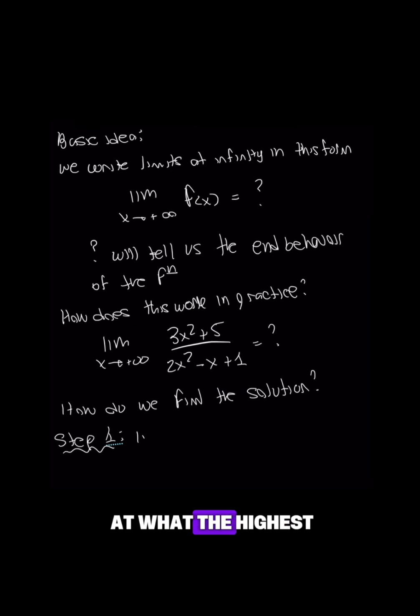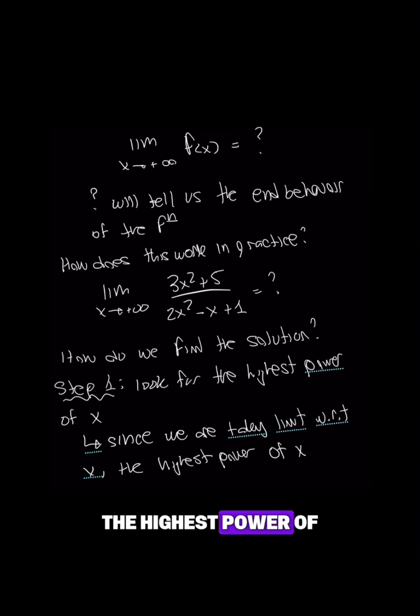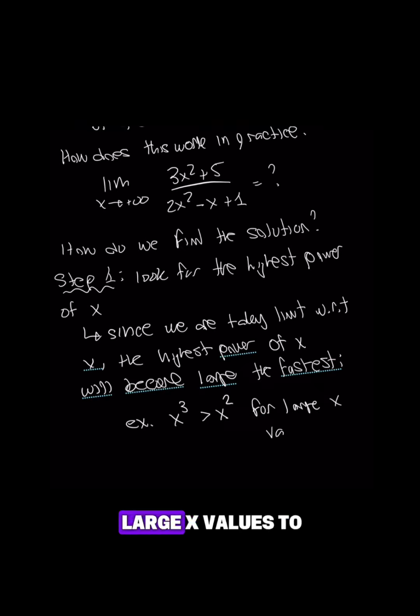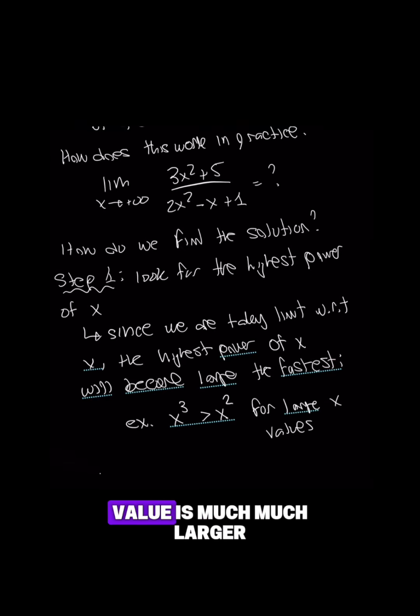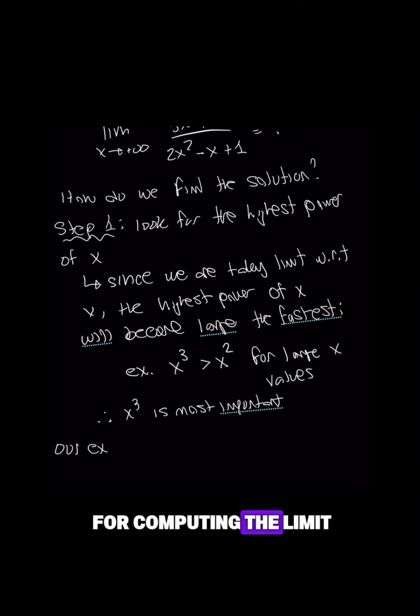Step one is to look at what the highest power of x is. Since we're taking the limit with respect to x, the highest power of x will become the largest the fastest. So for example, when we apply very large x values to x to the power 3 and x to the power 2, we'll see that the x to the power 3 value is much larger. So this x to the power 3 value is more important. This is very key for computing the limit at infinity.